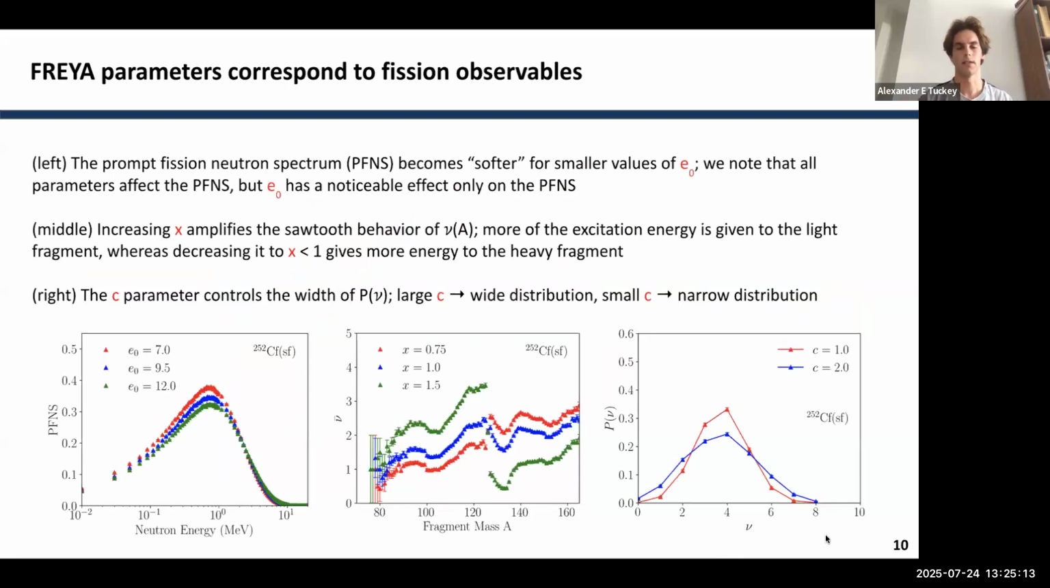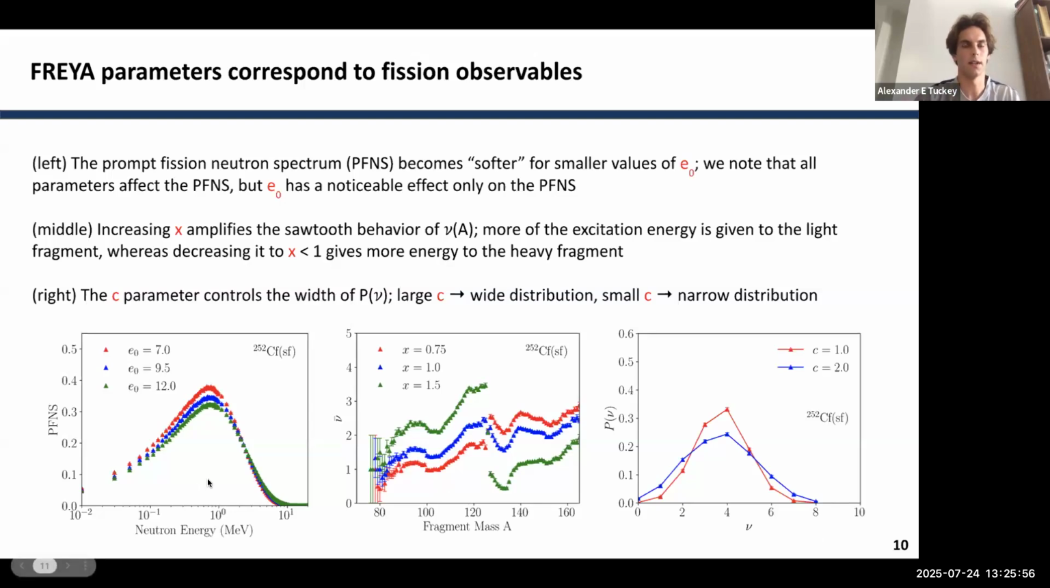And you might imagine that since these parameters are defined in relation to physical quantities, they would correspond to various fission observables, and you'd be correct. So let's first focus on E0 on the left here. I've plotted the prompt fission neutron spectrum for various values of E0. And we see that for the smallest value of E0 in red, the PFNS becomes softer, meaning that there's a higher probability to emit these low energy neutrons.